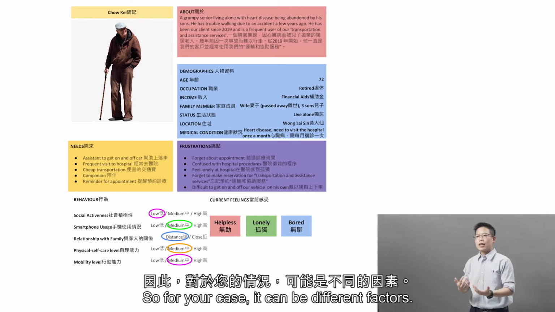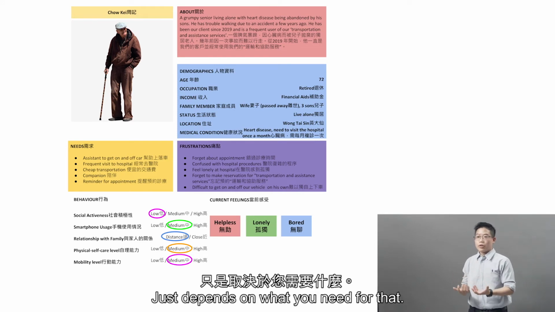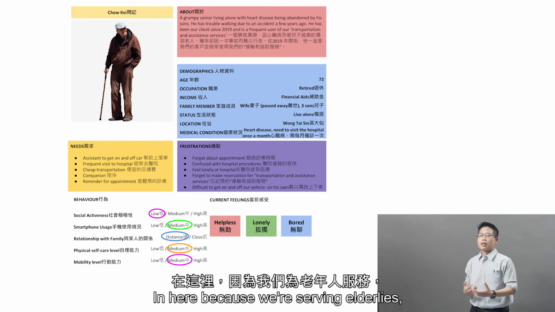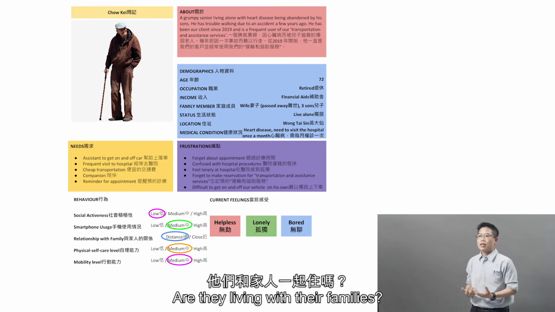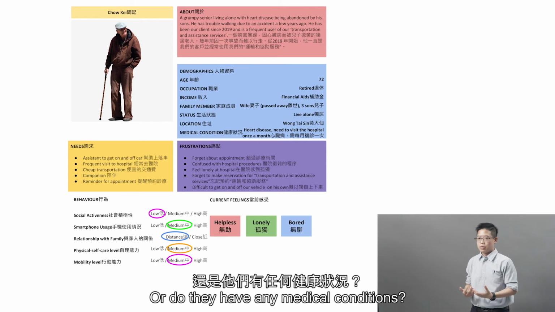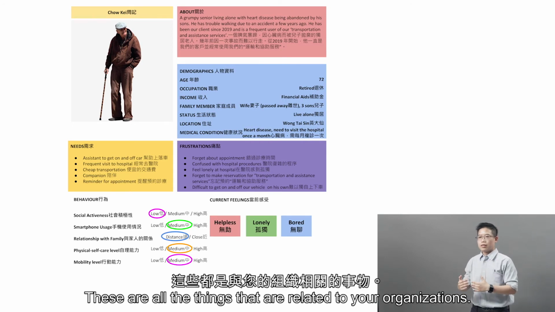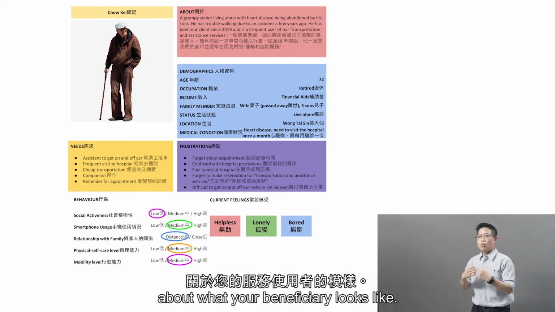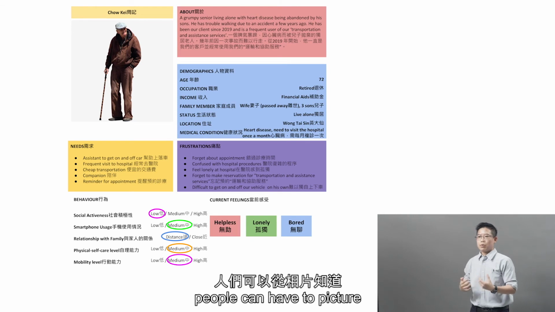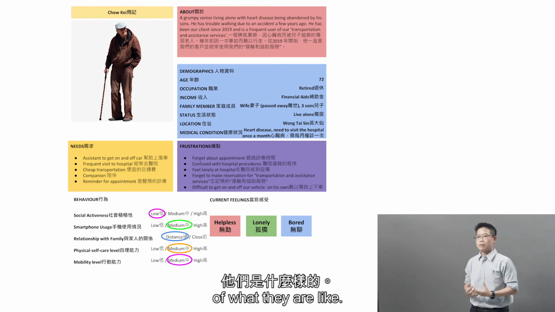So for your case, it can be different factors. It just depends on what you need. And in here, because we're serving elderlies, we want to know about their age, their occupations, and do they have financial aids? Are they living with their families, or do they have any medical conditions? These are all the things that are related to your organizations. And it's more like when you tell a story about what your beneficiary looks like. These kinds of factors are something that people can use to picture what they are like.